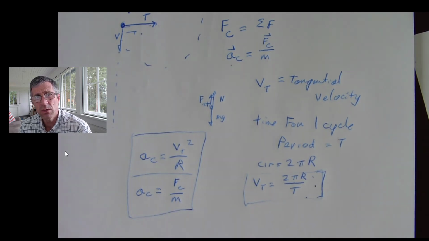I'm going to go into a couple of more complex examples. So we'll get into things called conical pendulums, the gravitron, and another example that's a little bit tricky to think your way through. So let me toss that at you in a second video.